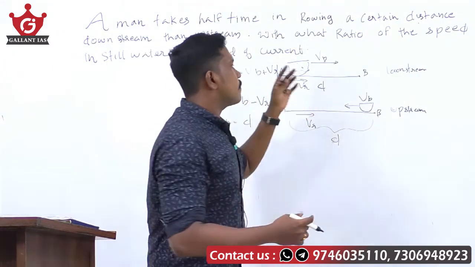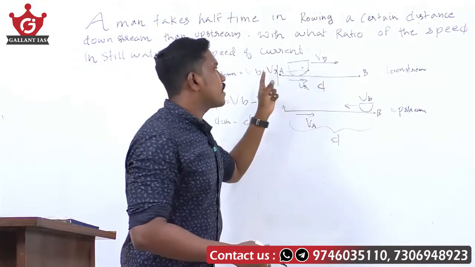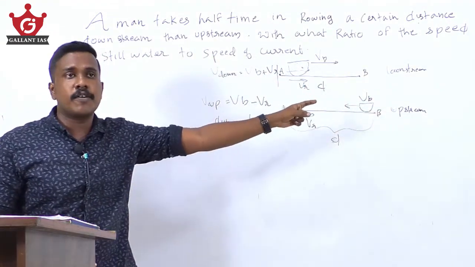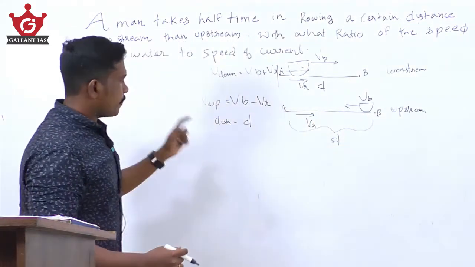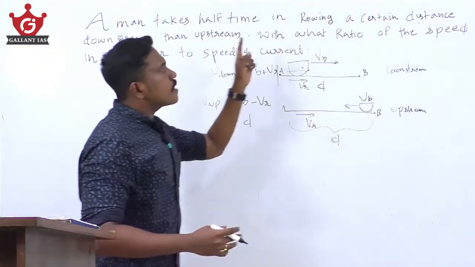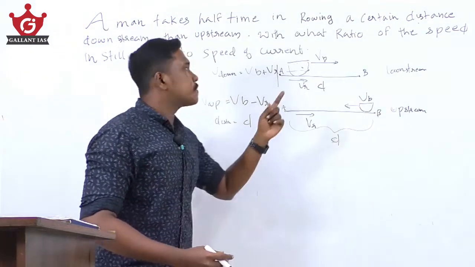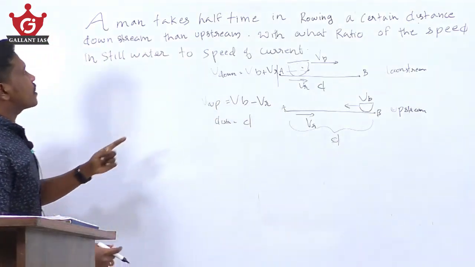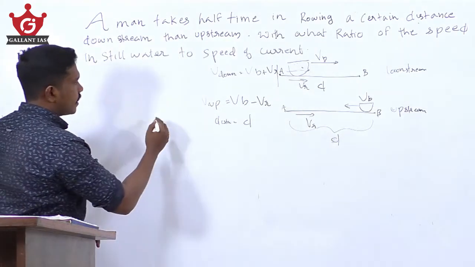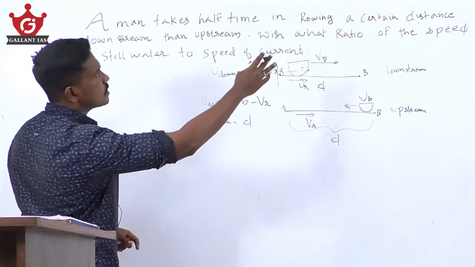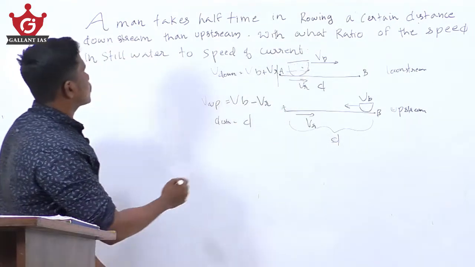Than the time taken by the boat to cover from A to B, because from A to B the flow of the river is in the direction of movement of the boat, but from B to A it is opposite. So the question says that a man takes half time in rowing a certain distance downstream than in upstream.